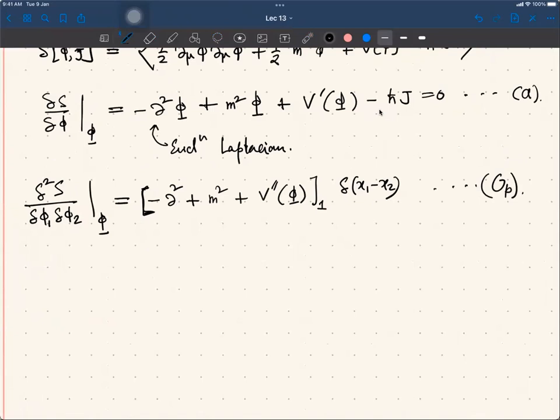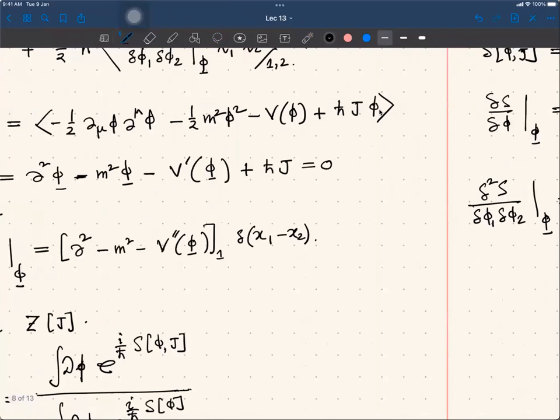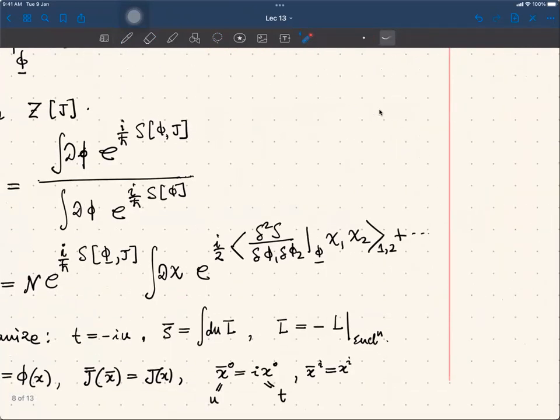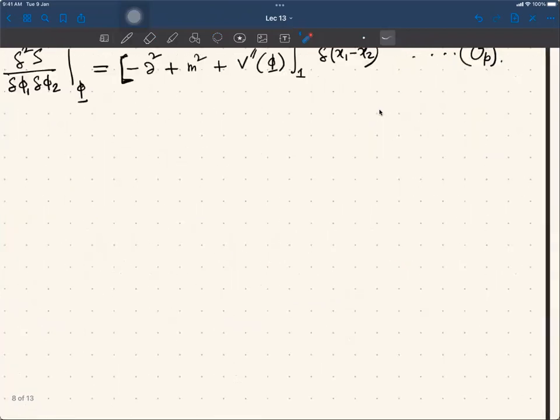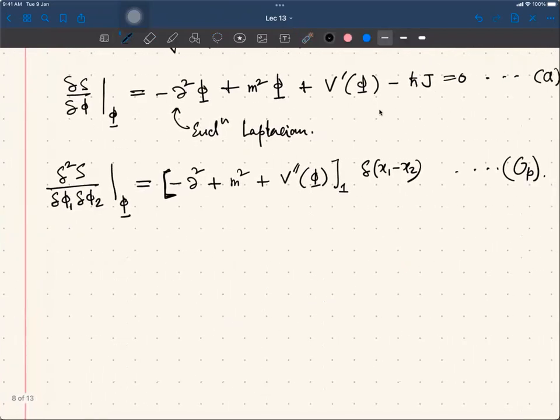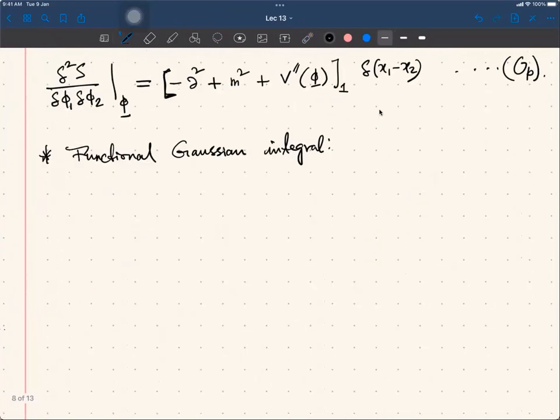Then the reason we came to this Euclidean version was to do this Gaussian integral here. So let us discuss the functional Gaussian integral. An ordinary Gaussian integral is given by integral dx from minus infinity to plus infinity of e to the power minus alpha x squared. The result is root of pi by alpha.